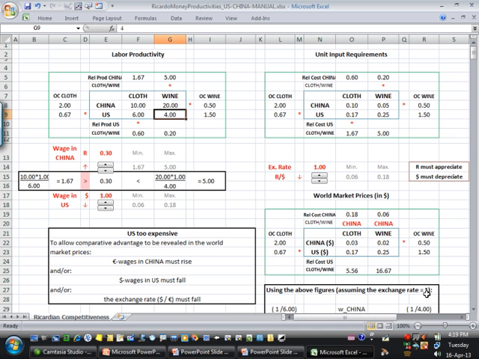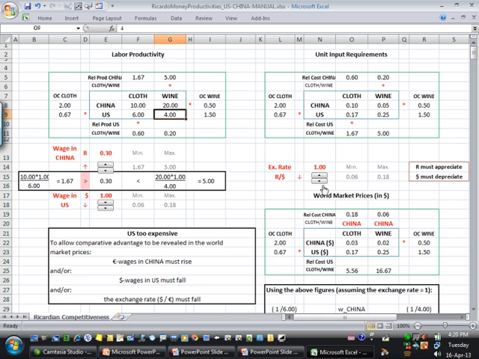Notice what that does to the U.S. That increase in productivity with unchanged wages and prices has made the U.S. completely uncompetitive. Chinese dollar prices on world markets are much lower for both goods. How can we return to a situation where the country's true comparative advantage shows through? Well, here, the wage in China will have to go up, or the value of the Chinese currency, the renminbi, will have to go up.